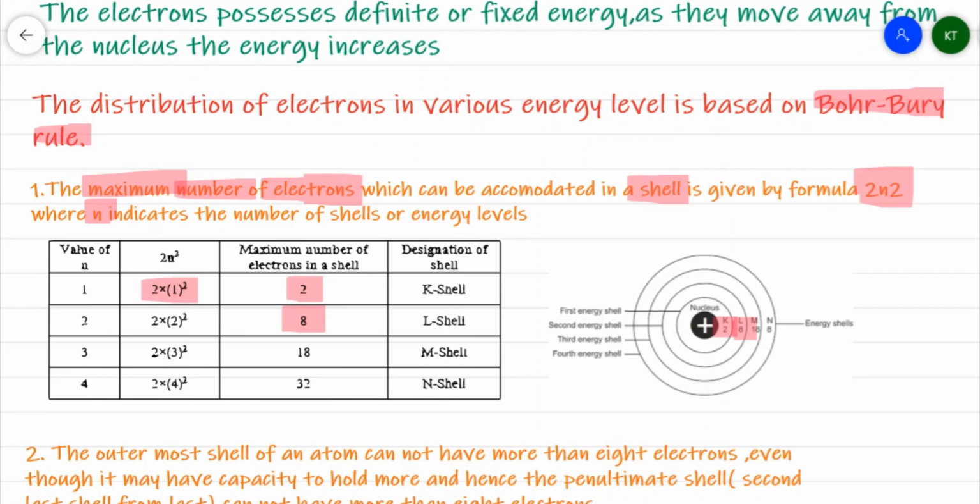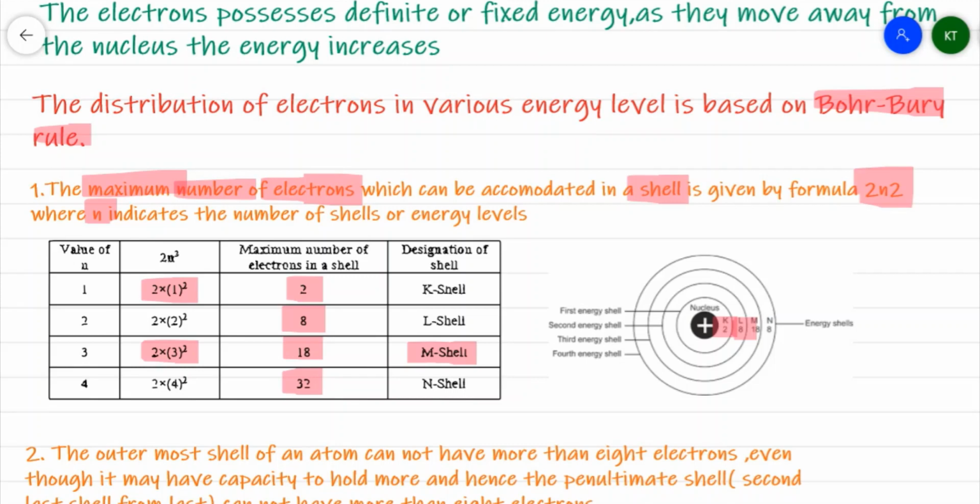Then if I put n equal to 3, I get 2 into 3 square. 3 square is 9, so 2 into 9 is 18. So in the third shell, I can fill a maximum of 18 electrons. And if I take n equal to 4, it is 2 into 4 square. 4 square is 16, so 2 into 16 becomes 32. So I can fill a maximum of 32 electrons in the fourth shell.